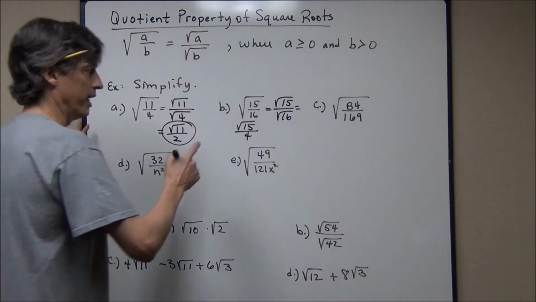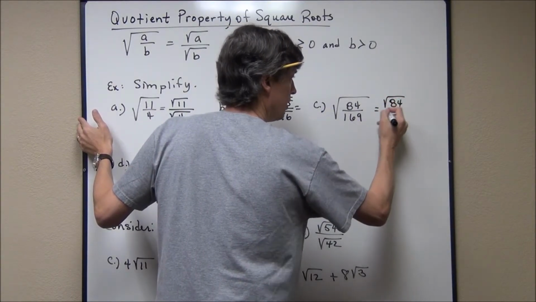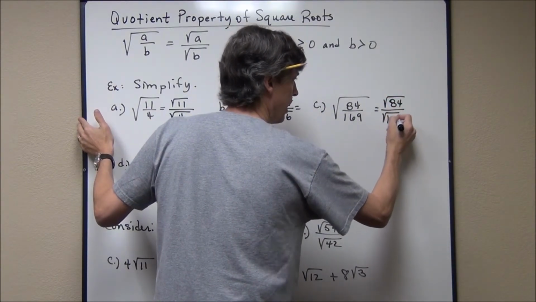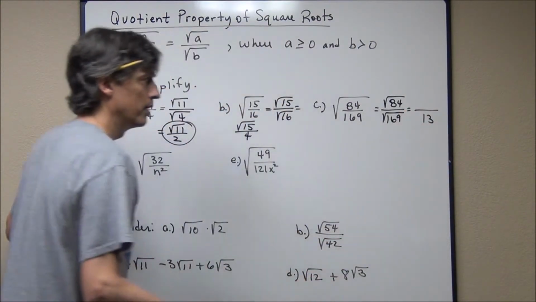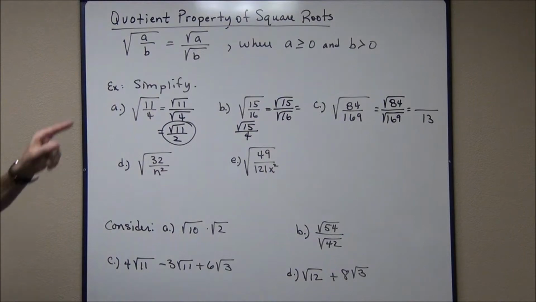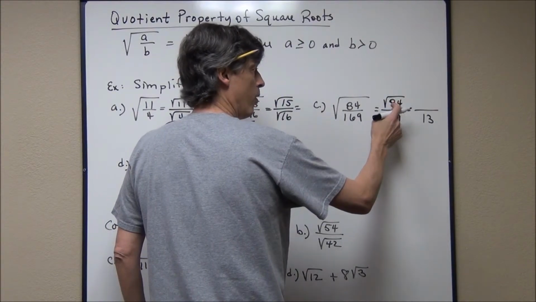My next example takes it a step further. This is the square root of 84 over the square root of 169. Now the square root of 169 is 13. 13 times 13 is 169. But the square root of 84 is not considered simplified because 4 divides into it.